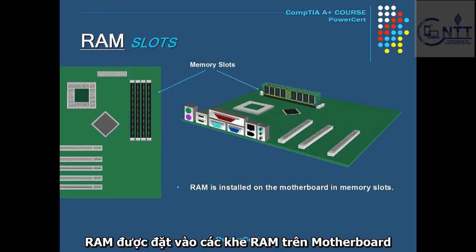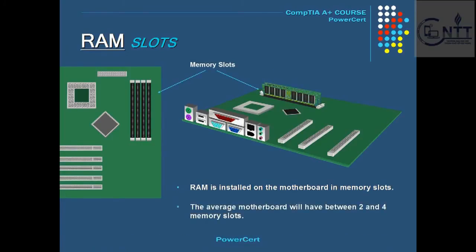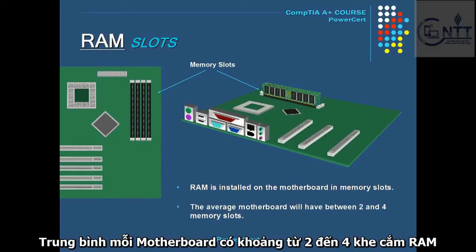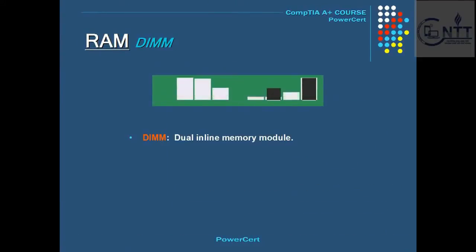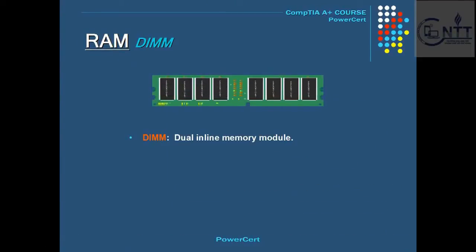Memory slots: the average motherboard will have between 2 and 4 of them. Memory slots come in different types, depending upon what type of RAM it accepts. For example, most motherboards have DIMM memory modules because it's the most common type to date. DIMM stands for Dual Inline Memory Module.